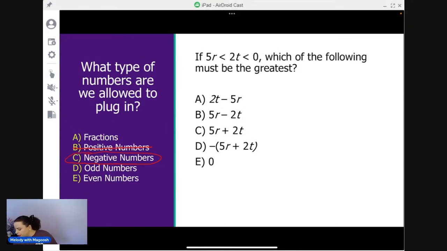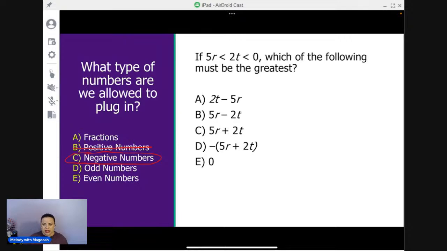The other rule that's not directly stated that we have to follow is we have to make sure that whatever we pick for r and t, 5 times r is going to be less than 2 times t. And that's not complicated. We can find numbers pretty easily. But if we don't make sure that 5r is less than 2t, which is less than 0, then again, we can't trust the answer. So what could we choose?